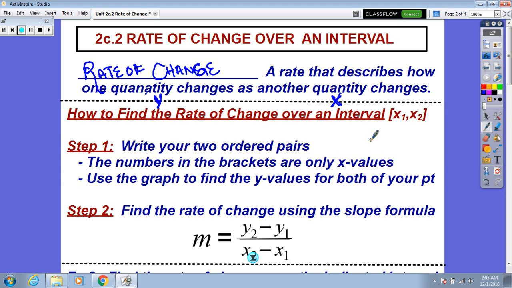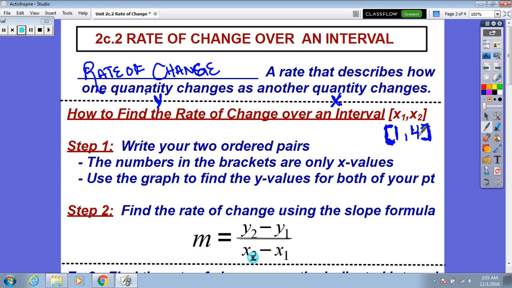Okay, so sometimes they ask you to find the rate of change, but they give you a certain interval. And the way that you know that they're giving you an interval is they're going to use braces, and they're going to put two numbers inside the braces, okay? So let's say I give you the numbers 1 and 4, but instead of them being inside of parentheses, they put them inside of braces, okay? This is the most important part right here.